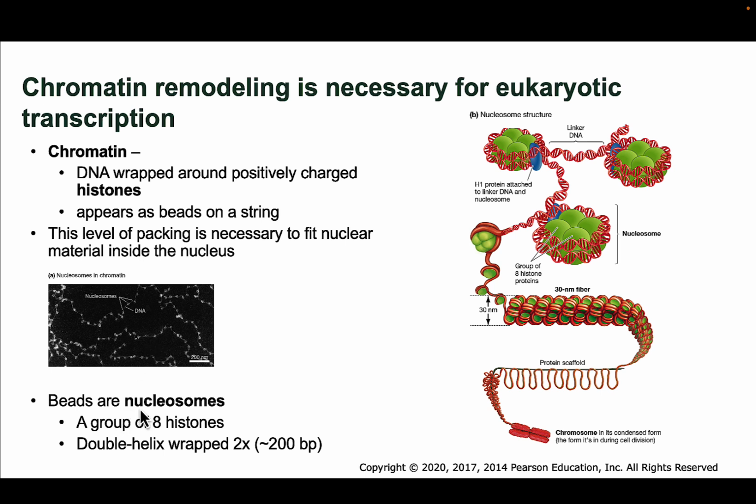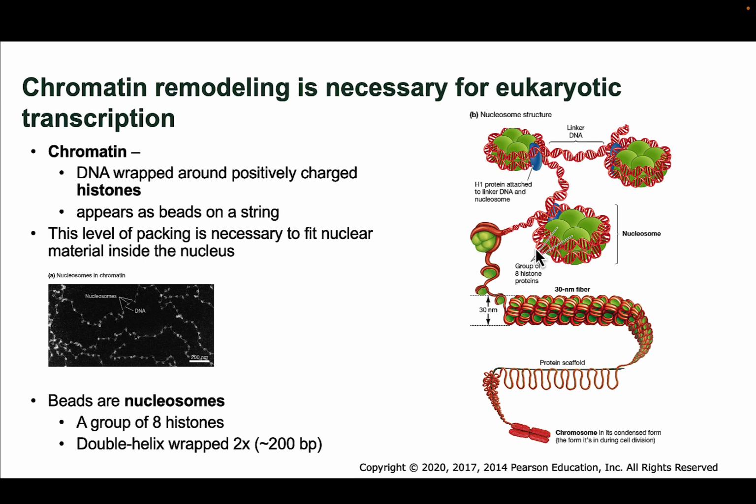So what are these beads? Well, these beads are called nucleosomes. Here is a nucleosome. It's a group of 8 histone proteins. And a DNA double helix is wrapped twice around this group of histone proteins. This is about 200 base pairs, and this allows DNA to be very tightly packed.